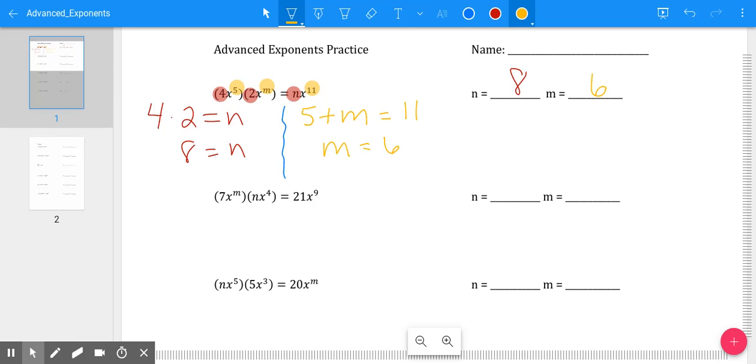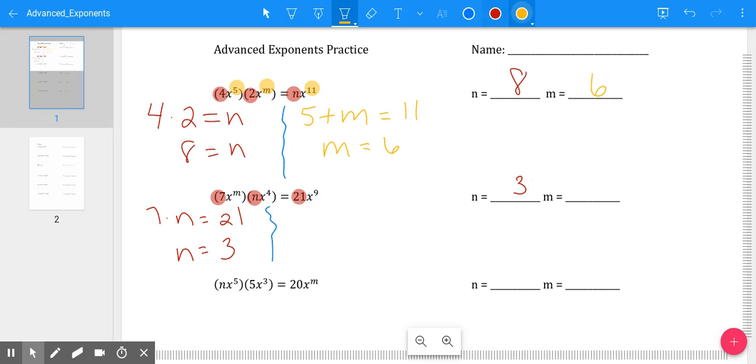And then the next two are going to follow suit with that same concept. So let's divide our workspace into two, and we'll take a look at the coefficients first. So we have 7, n, and 21. So if we build our equation there, we'll be doing 7 times n, and that needs to equal 21. So when we divide that, we'll get n equals 3.